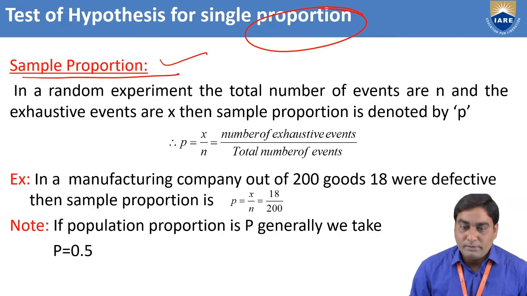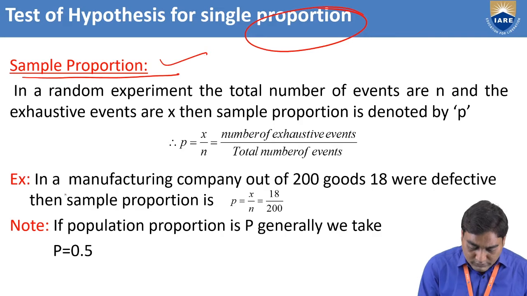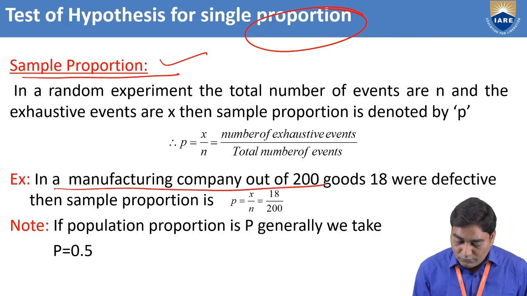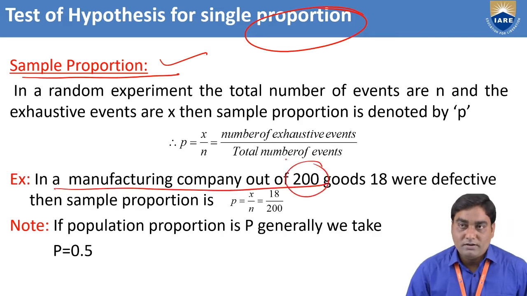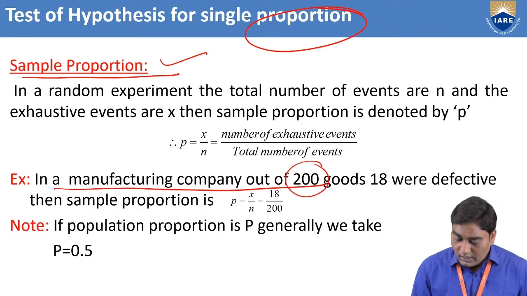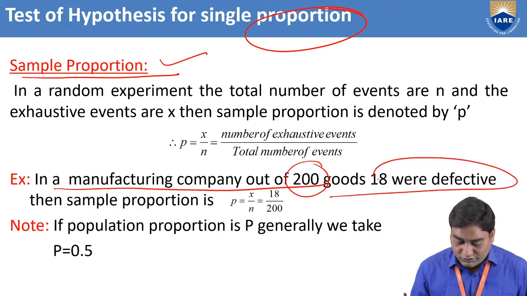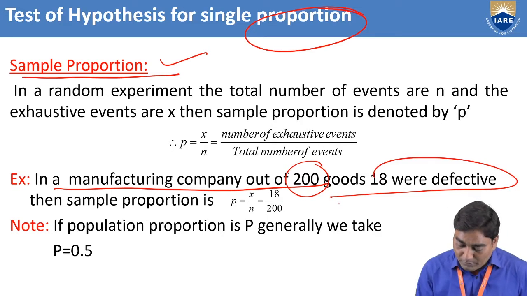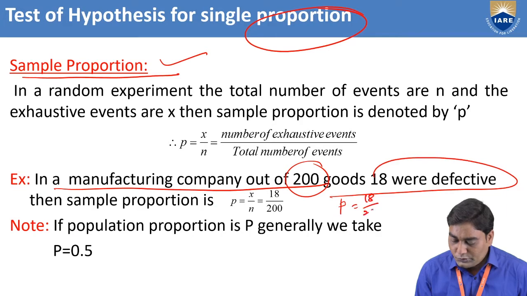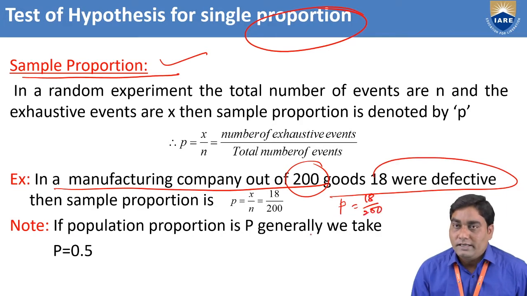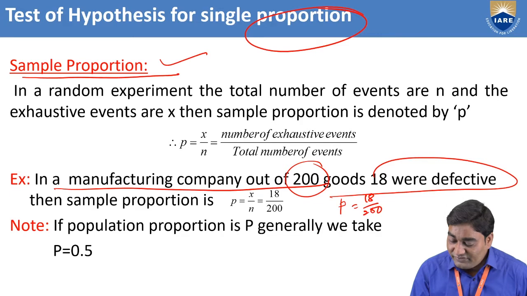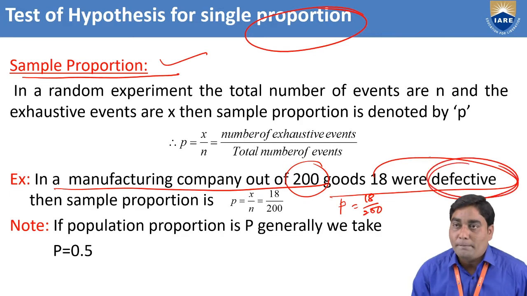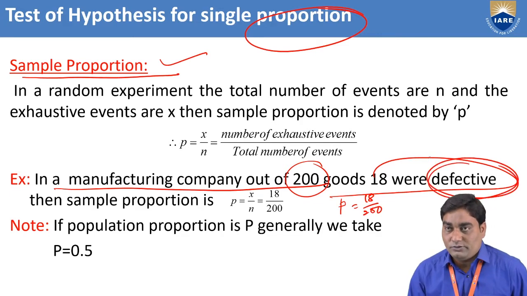I'll explain it with a simple example. Suppose in a manufacturing company, out of 200 goods, the total number of goods is 200, 18 were defective. Then the sample proportion, symbol small p, is 18 by 200. Here the sample proportion is for defective.